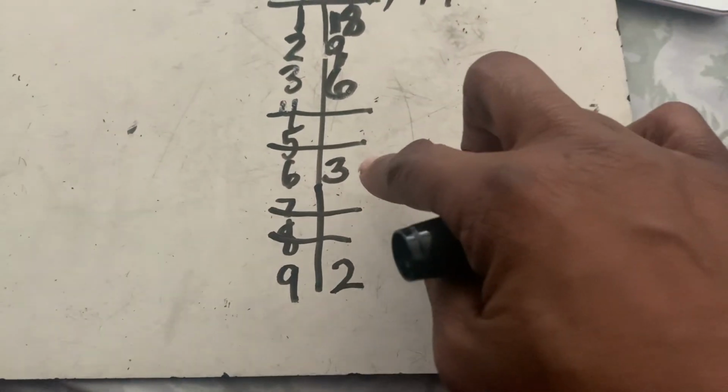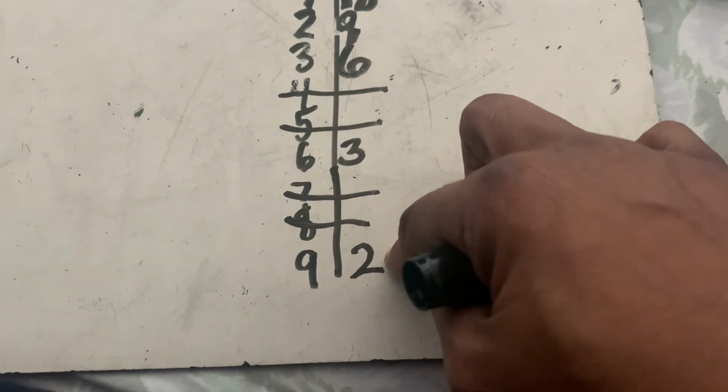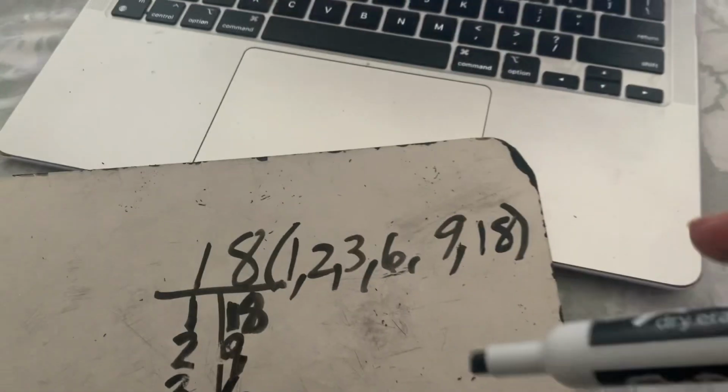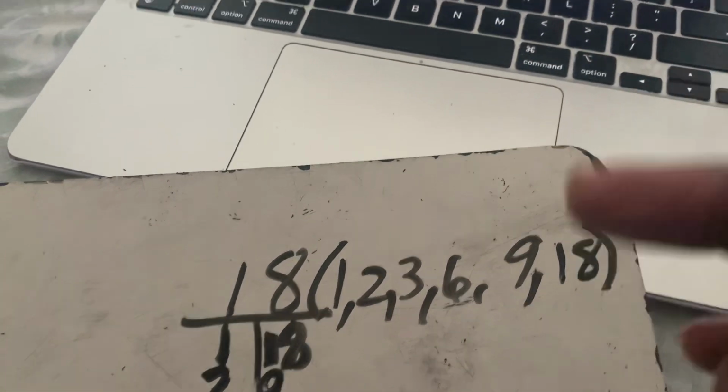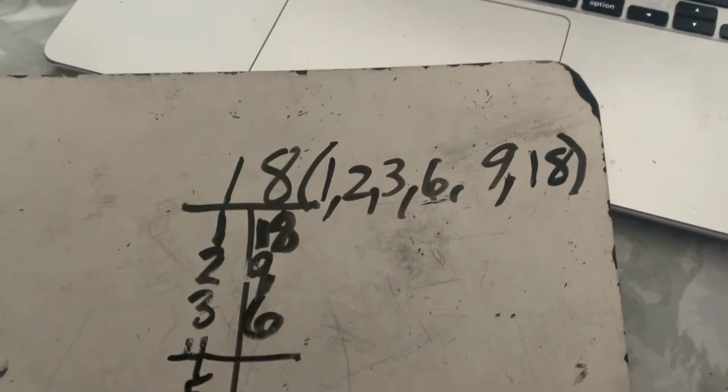The next one, 6 and 3, we already have it. The next one, 9 and 2, we already have it. So let's look at what we have. Let's look at our choices here. Well, 0 is definitely not on our T-chart, so we know it's not A.